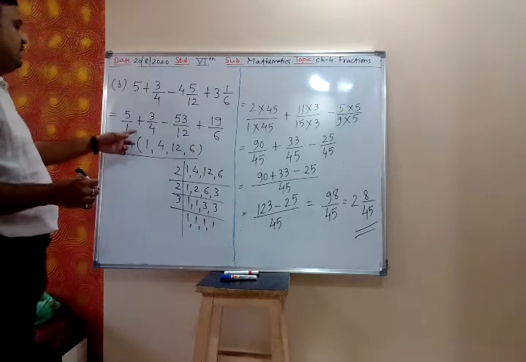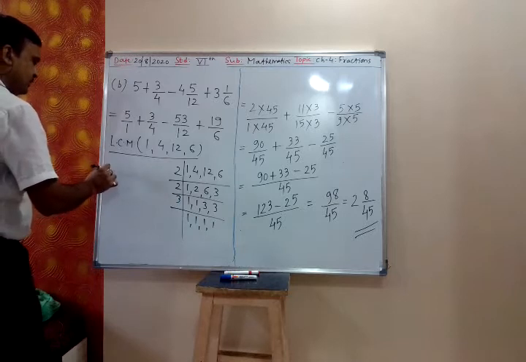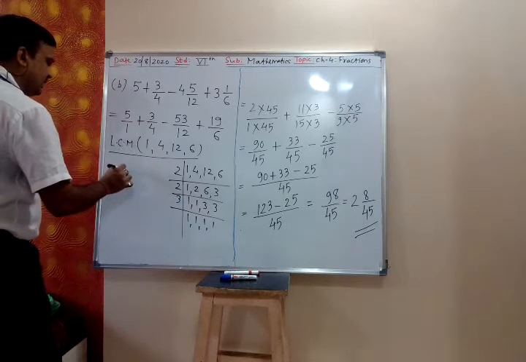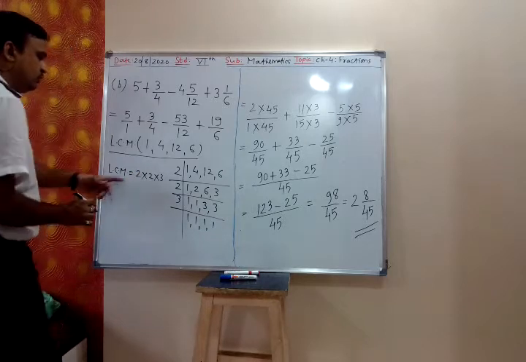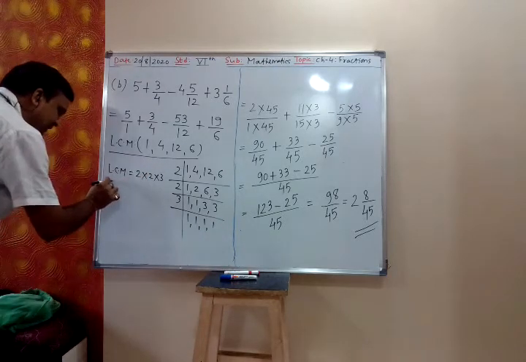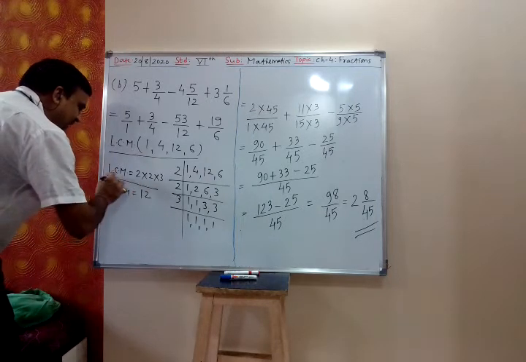So LCM of 1, 4, 12, 6 is 2 into 2 into 3. 2 2s are 4, 4 3s are 12. So LCM is 12.